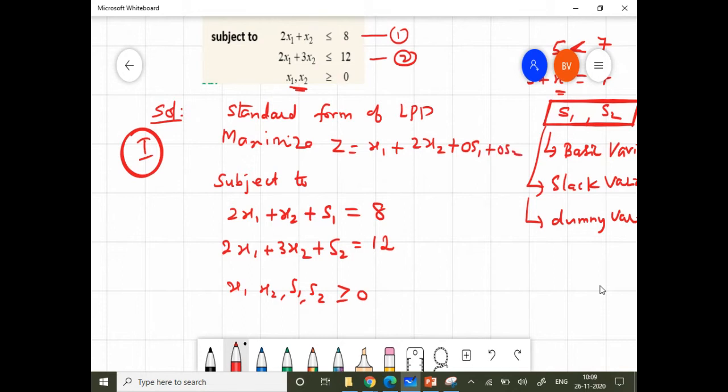plus 0 s2, because s1, s2 should appear in the maximize case as well, in the objective function as well. There will be four variables. So 1 times x1, 2 times x2, and the other variables are 0 times s1, 0 times s2. This completes our first step. Okay, this is the first step.